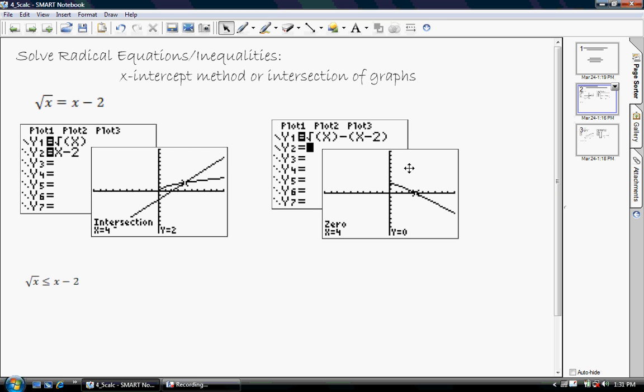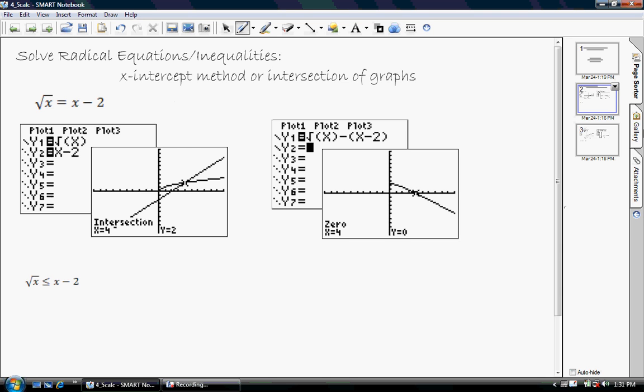Let's talk about the calculator and how to use it solving radical equations and inequalities. Really, skills that you've seen before, just applying to a different type of function. So here, if I want to solve the equation, the square root of x is equal to x minus 2. Remember we did this in the lecture video by hand, so I know the solution is 4, but just to show you how you can verify all of this on the calculator.